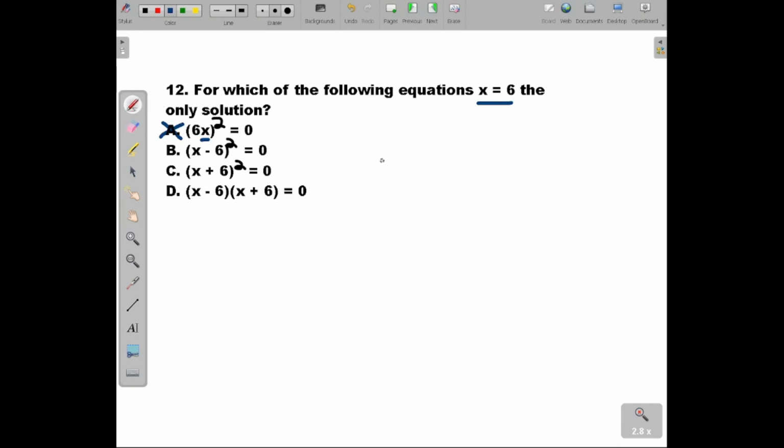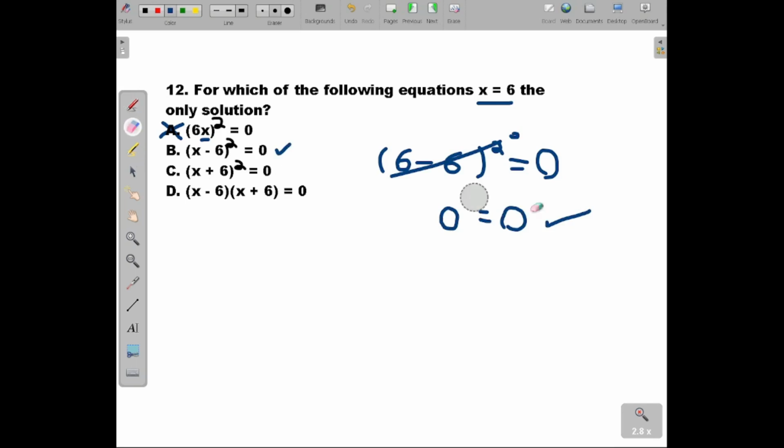What about B? So x is equal to 6, minus 6 squared is equal to 0. 6 minus 6 is 0. 0 squared is 0. So everything becomes 0. And for this one, yes, 0 is equal to 0. So the equation is consistent. The right answer should be B. But let's check the other ones.